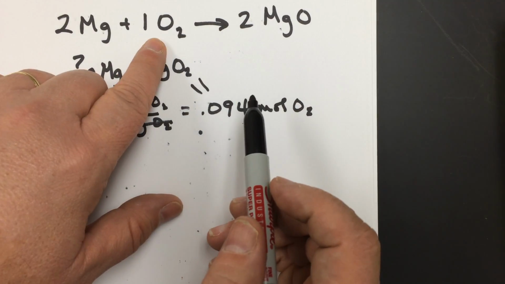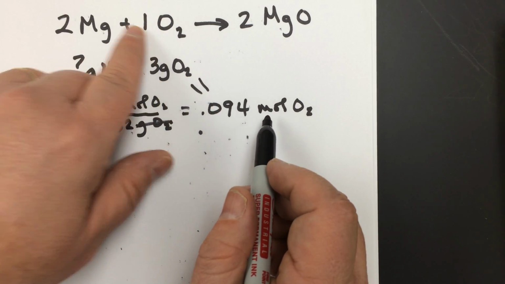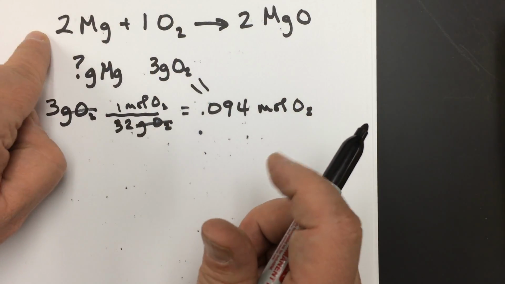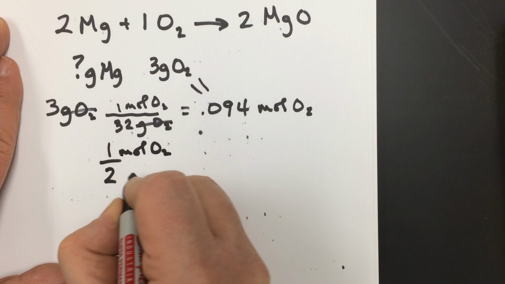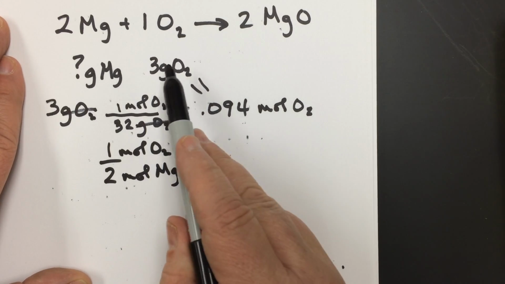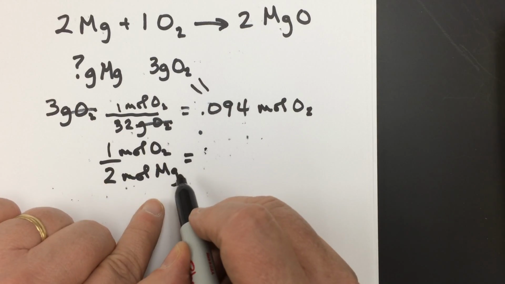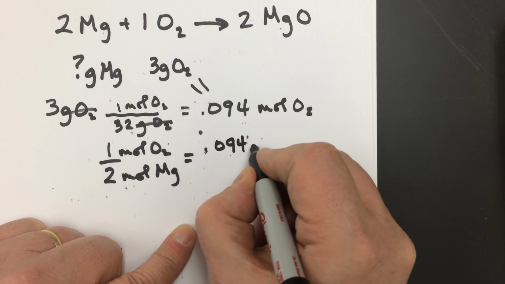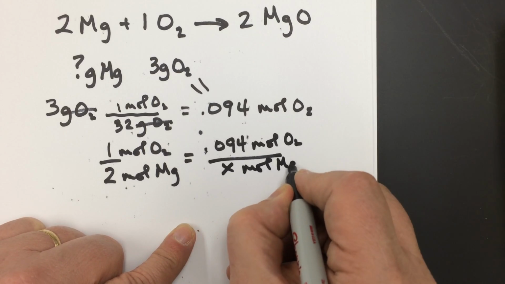So I started here with oxygen because that's what I was given. I was given 3 grams. We found out that's moles. So what's the relationship? I was asked for magnesium, so I'm ignoring this again, and it's 1 to 2. So I'm going to set up a 1 to 2 relationship. So this is 1 mole of oxygen over 2 moles of magnesium equals, now we're not interested in grams anymore, we need it in moles so everything stays. So oxygen's on top, magnesium's on bottom, so we're going to put oxygen on top here, 0.094 moles of oxygen over X moles of magnesium.